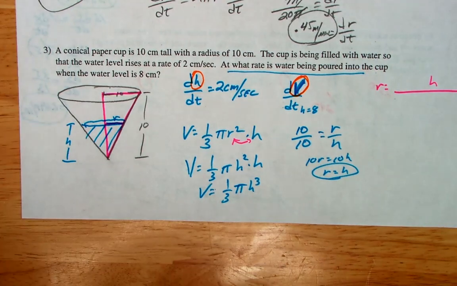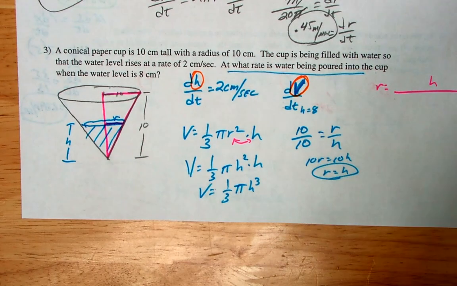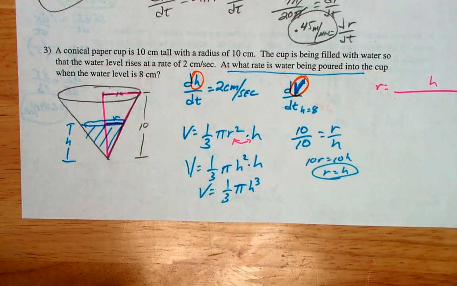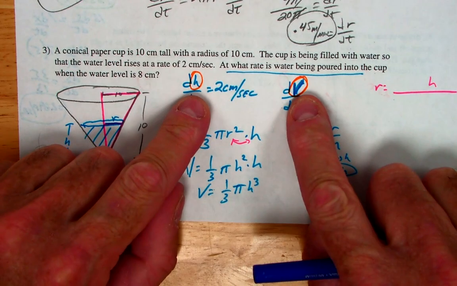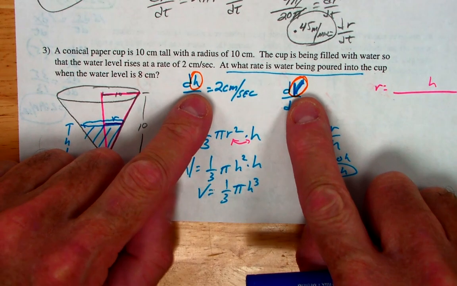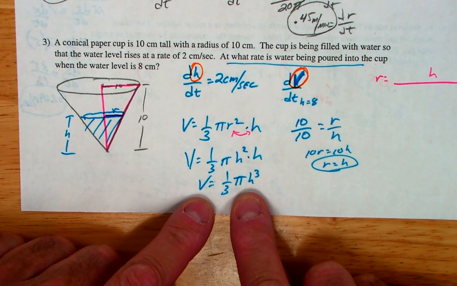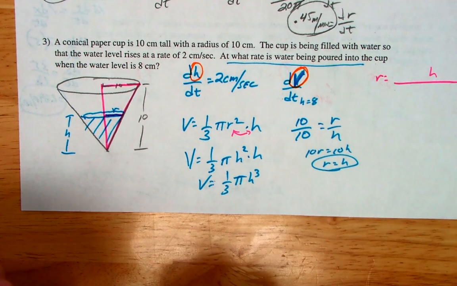Can you see why I have 3 days planned for this? Yeah. Okay. So now what we've got is we finally have this relationship between V and H that I want, and now I can differentiate. Go for it. Differentiate.